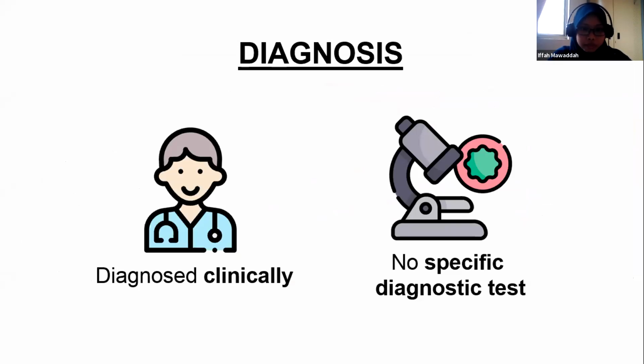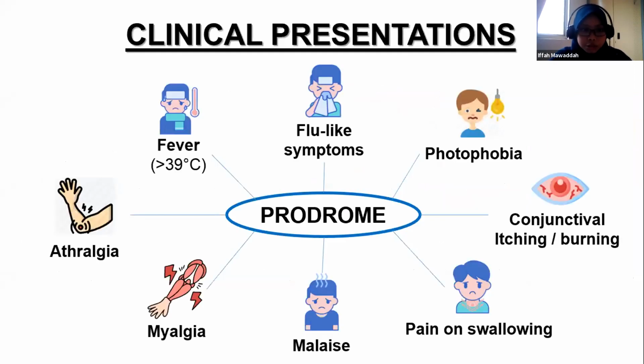for the diagnosis, we can diagnose SJS clinically, and there are no universally accepted diagnostic criteria for SJS. There's also no diagnostic test for this disease. Histological findings may be helpful to support the diagnosis, but they are not specific and not diagnostic. Right, next. So we need to know the clinical presentation of this disease.